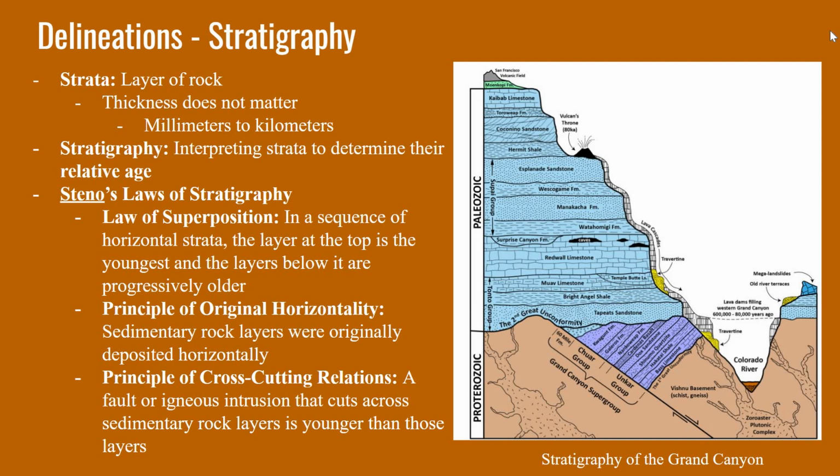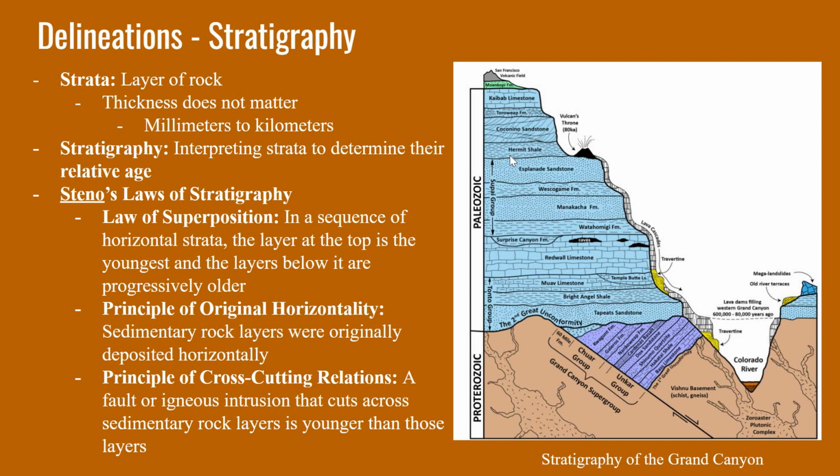The first of these is the law of superposition. The law of superposition says that in a sequence of horizontal rock layers, like these blue ones here, layers that are higher up are younger than the older rocks below. So in the example here, which is actually the Grand Canyon, the Kaibab limestone would be younger than the Hermit Shale.